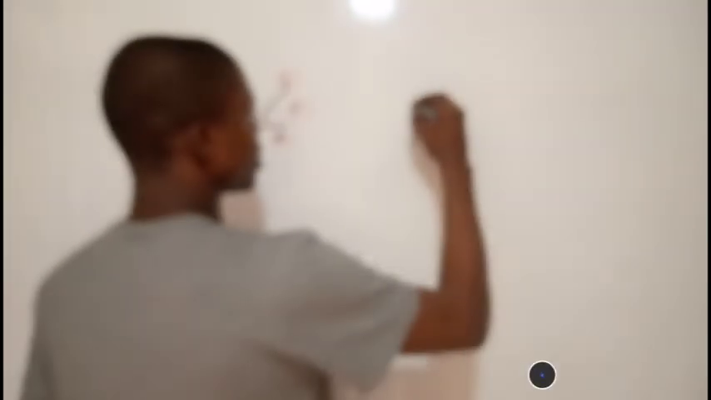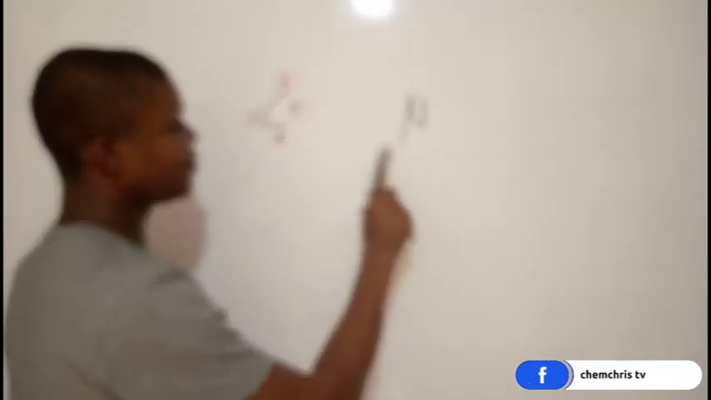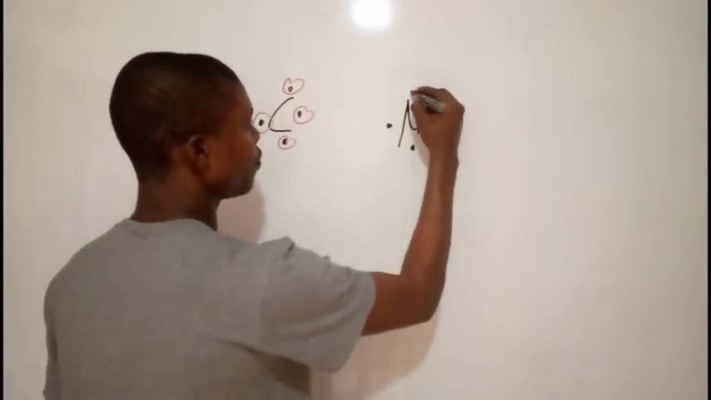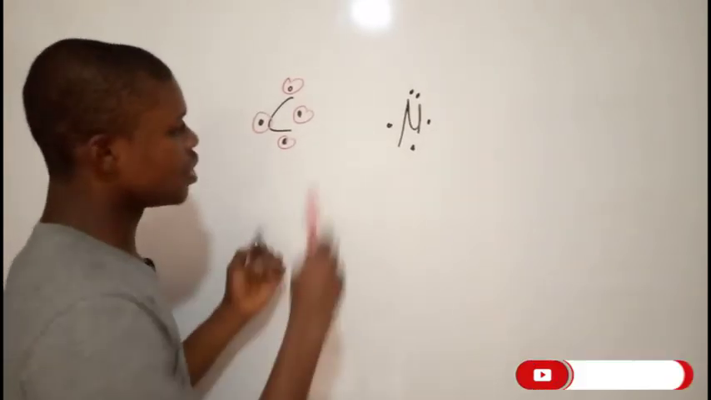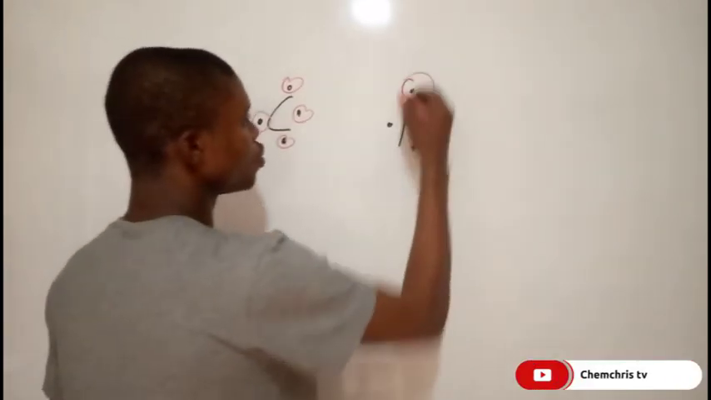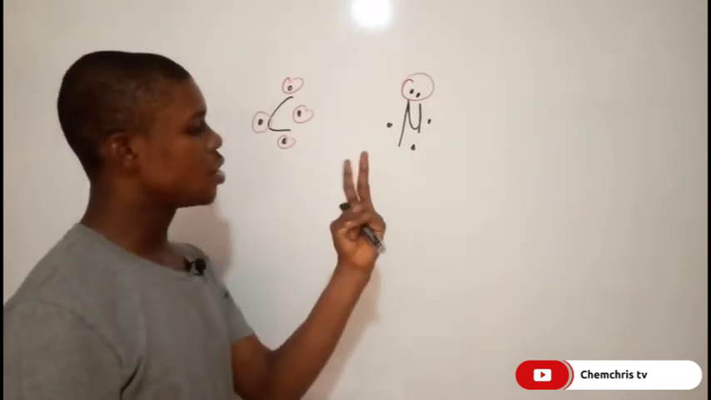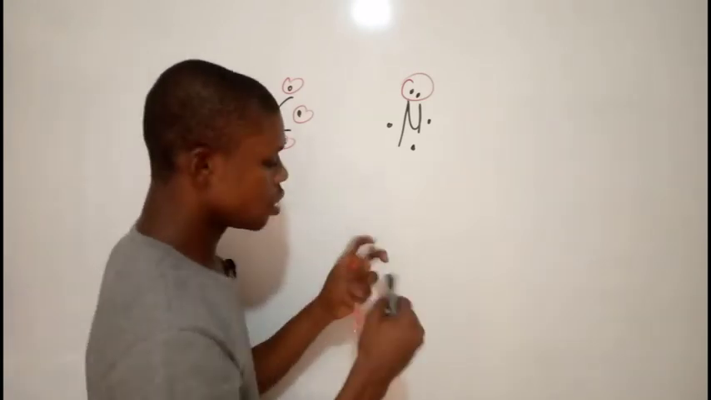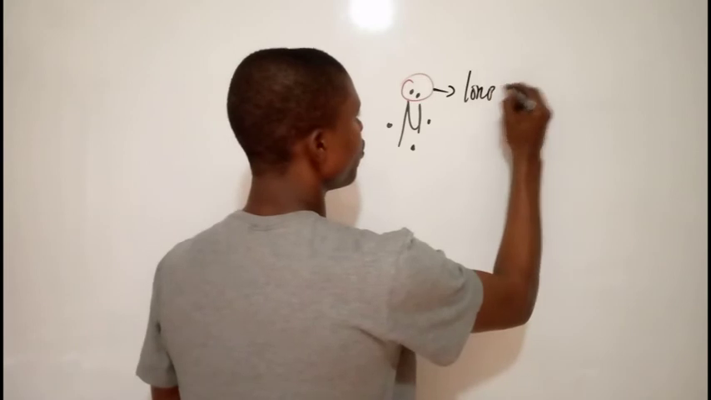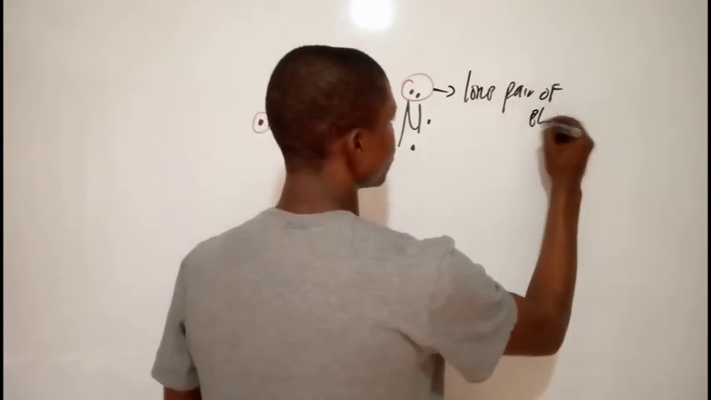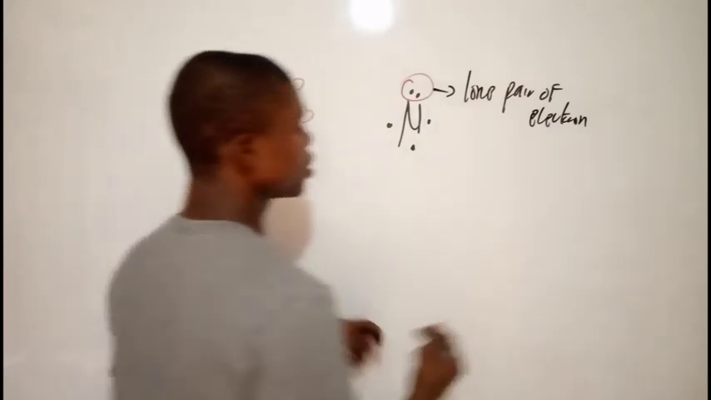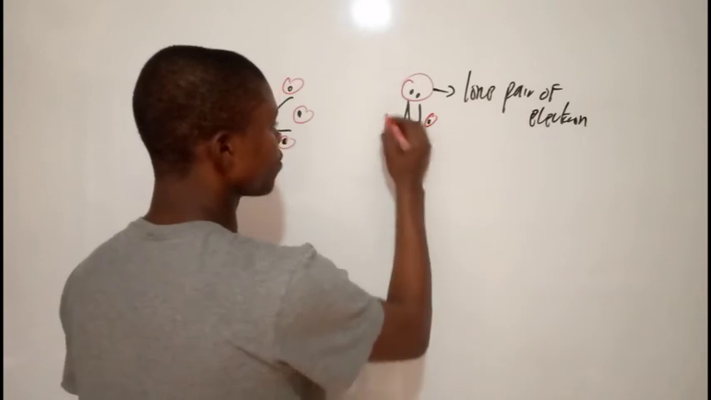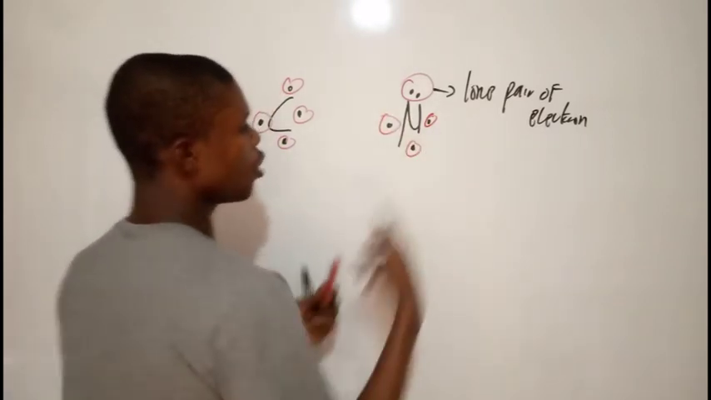Now, you will look at nitrogen. Nitrogen has 5 valence electrons. So if you want to draw the dot structure, it's going to be 1, 2, 3, 4, 5. You get? So now this atom here has 2 non-bonding electrons. Whenever you see a pair of electrons, they are called a lone pair of electrons. They are called non-bonding pairs. But you see these ones here, they are capable of forming bonds, right?